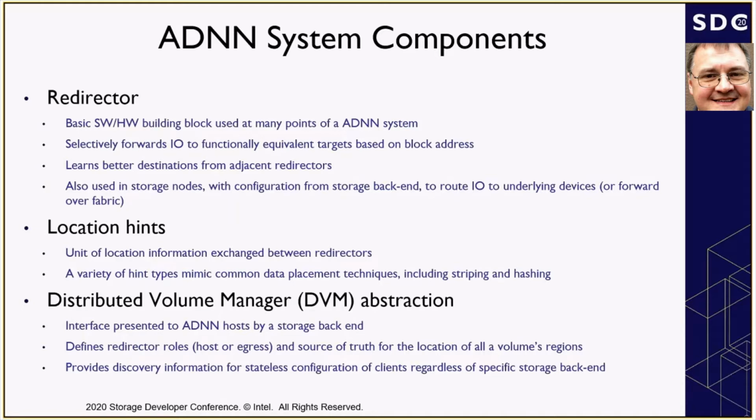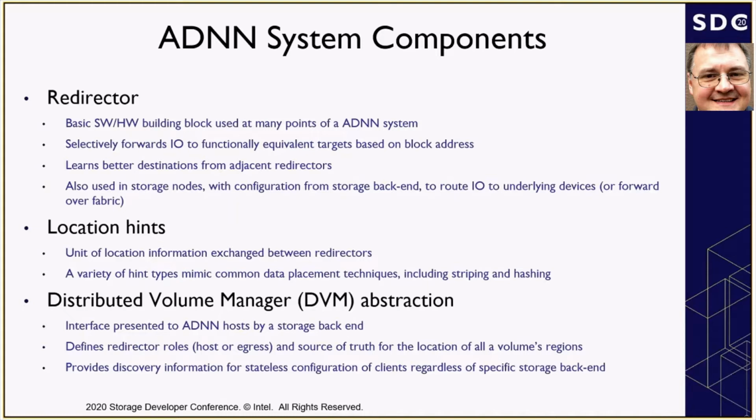The redirector selectively forwards IO to functionally equivalent targets based on the address of the IO. That's its distinction from, say, multipathing, which would either distribute all the I/O round robin or choose the best working path. A redirector learns better destinations for each I/O from its adjacent redirectors. That applies in general to an arbitrary graph of redirectors, but here we're going to restrict ourselves to systems that have host redirectors and some number of egress redirectors in the storage backend.